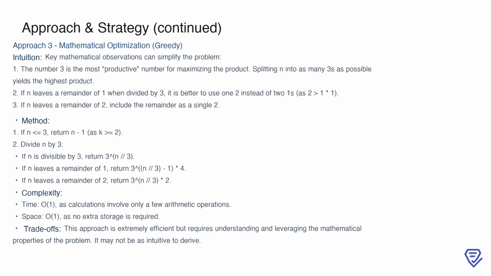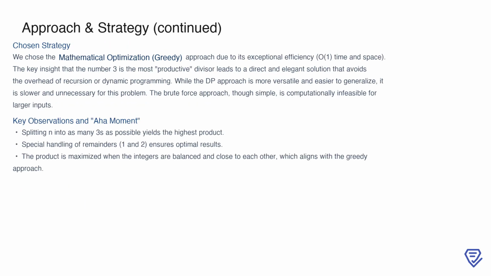However, it relies on understanding these mathematical properties, which might not be immediately intuitive. Given the efficiency and elegance of the mathematical optimization approach, it is the ideal strategy for solving this problem. Its constant time and space complexity outperform both the brute force and dynamic programming methods. The crucial insight that splitting n into as many threes as possible yields the highest product, combined with the special handling of remainders, leads to a highly optimized solution.